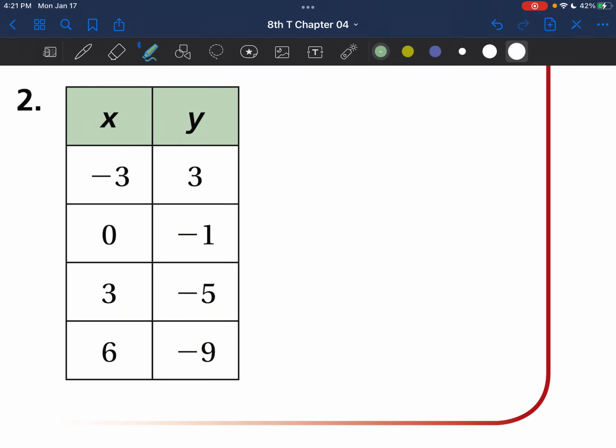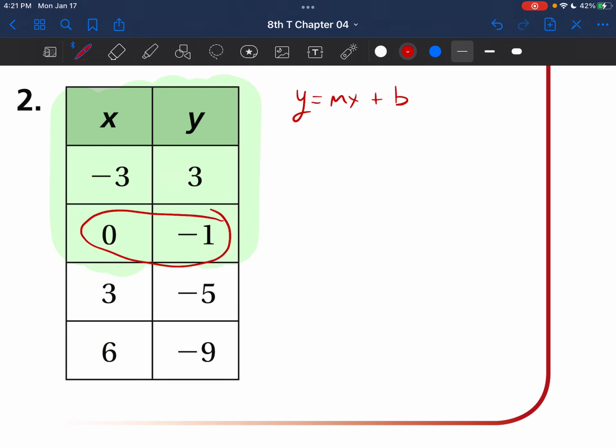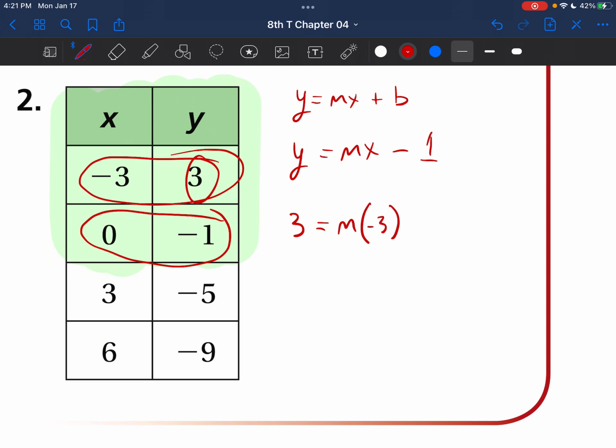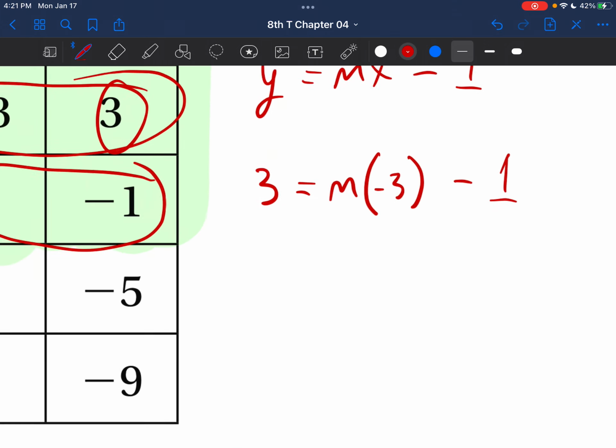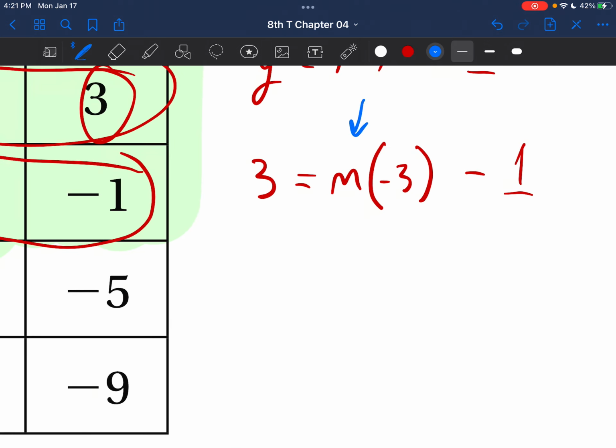So here we go. Step 1, I would like you to copy these first numbers right here. And we're going to do y is equal to mx plus b. I know that when I have a 0 for my x, my y is my y-intercept. So I actually have y is equal to mx minus 1. And let's use this coordinate right here. Okay? So 3 is my y. 3 is equal to m times negative 3 minus 1. All right, so let's try to solve for this letter m.